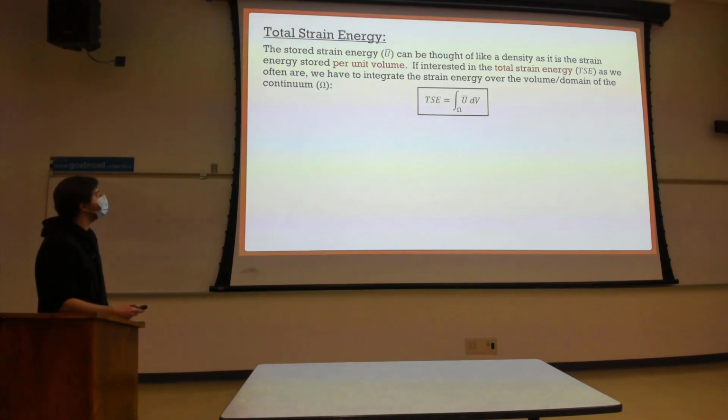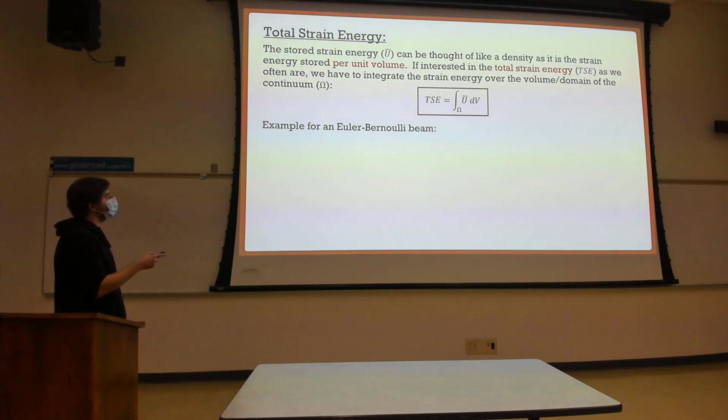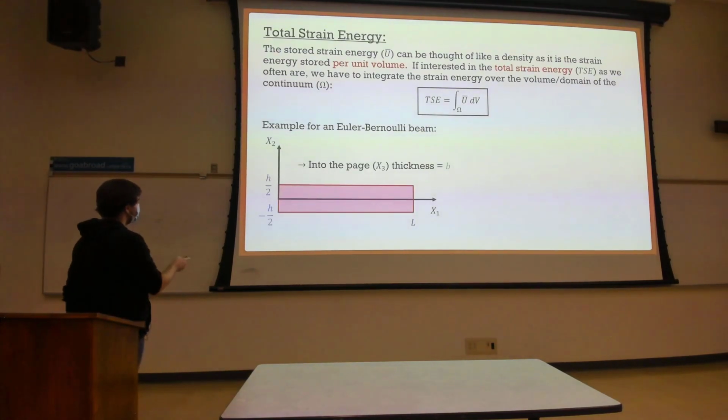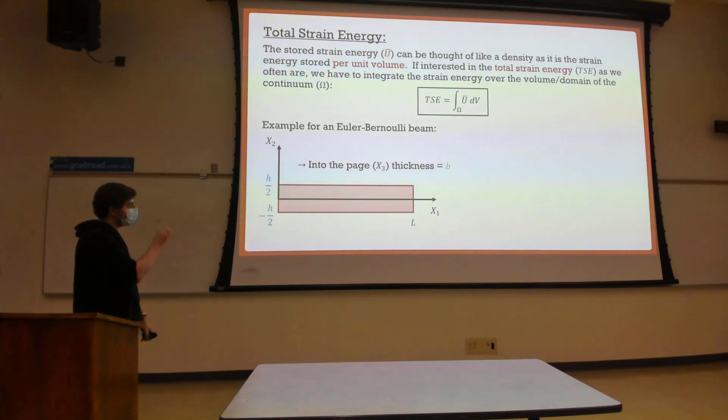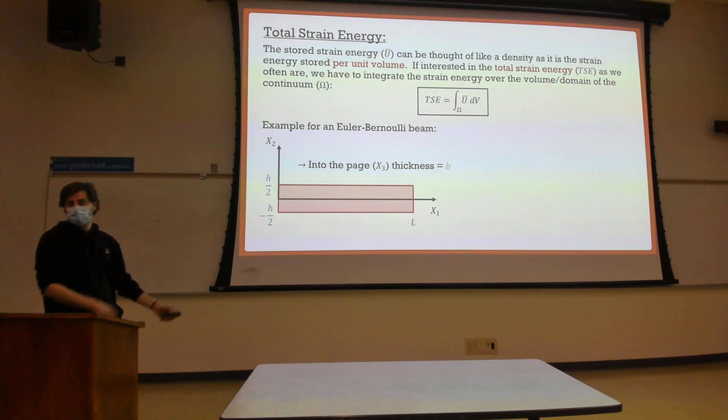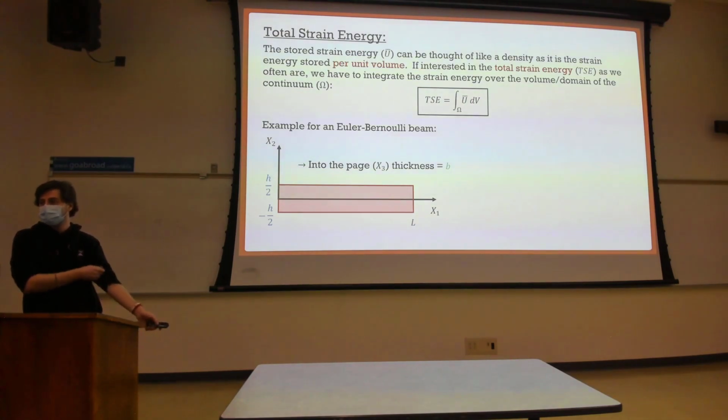One for every dimension. So if we had an Euler-Bernoulli beam, and I were to use this formula, we said in our slides that we define our axis as follows, where it goes from 0 to L in the x1 direction. It goes from negative h over 2 to h over 2 in the x2 direction. And in the into the page direction, it had a thickness b. So is this clear so far? How we defined Euler-Bernoulli beams?